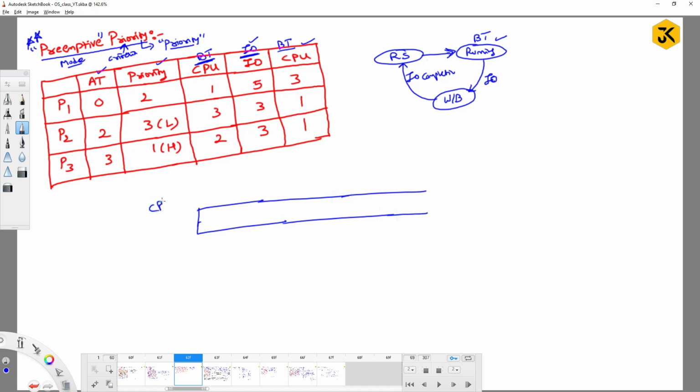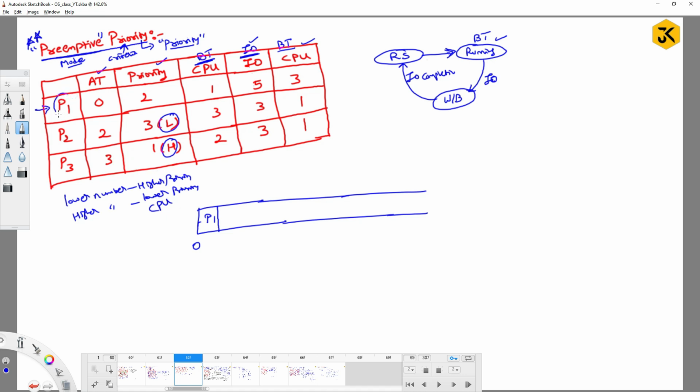Right? This is the CPU with 0 units of time. At 0 units of time, what process is available for us? P1. You have to make sure, guys, that it's a preemptive algorithm. Means at any point of time a process can be preempted by a higher priority process. And how are we going to define the higher priority? The lower number has higher priority, and the higher number has lower priority. Hope you understood, right?